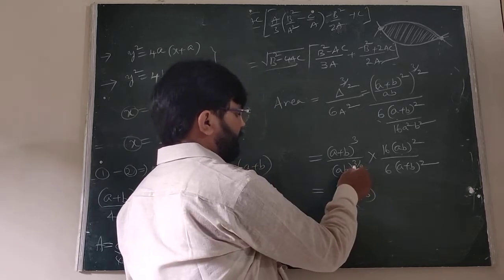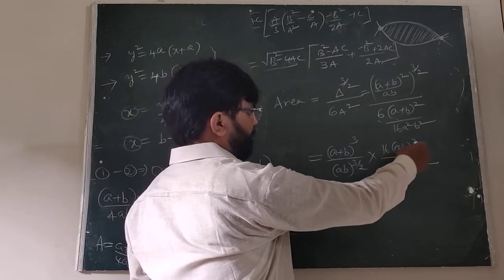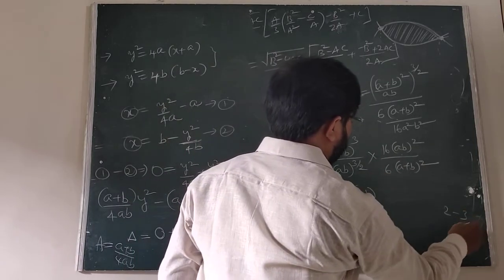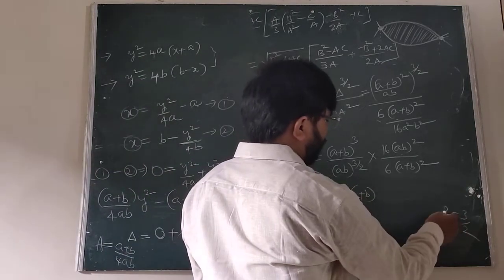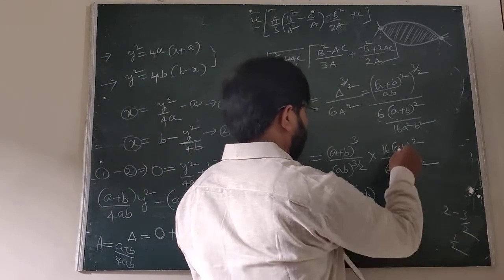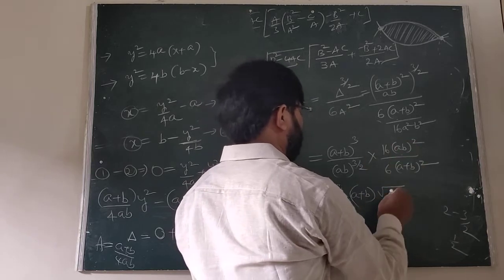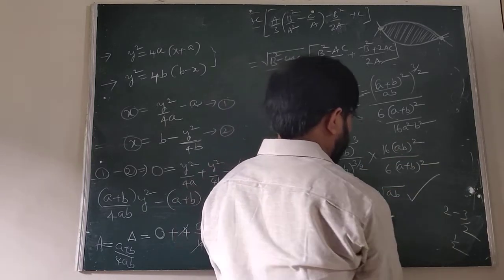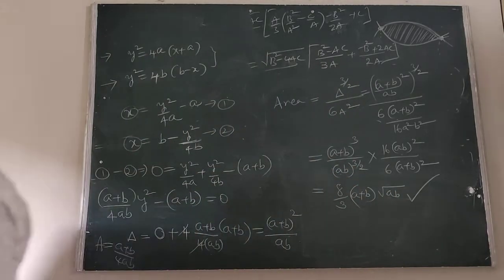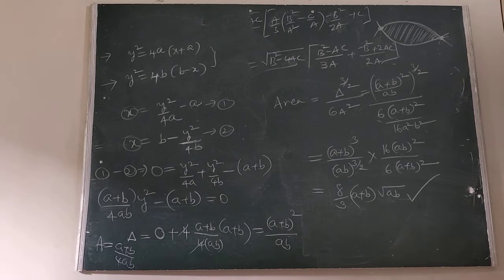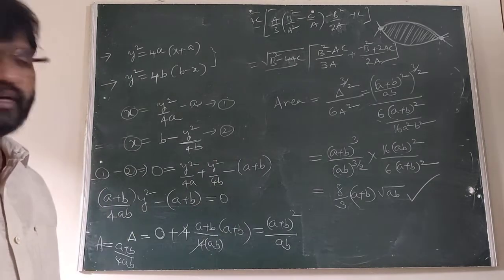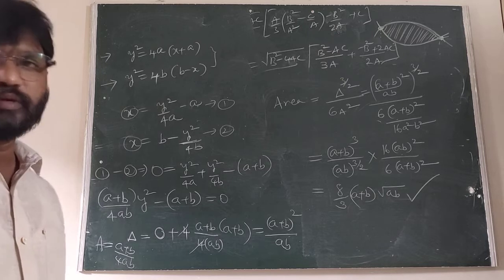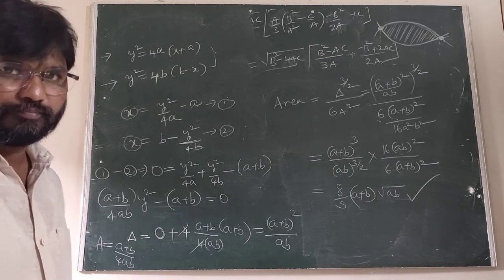One more thing: ab power is 3 by 2, and ab power is 2. That is 2 minus 3 by 2, plus 3 by 2 sending to the numerator with minus. Now 2 2s are 4, 4 minus 3 is 1 by 2. Ab whole power 1 by 2, that is root of ab. This is the area: 8 by 3 into a plus b root of ab square units. Now directly we can apply this for two graphs. Undoubtedly we can write 8 by 3 into a plus b into root of ab.